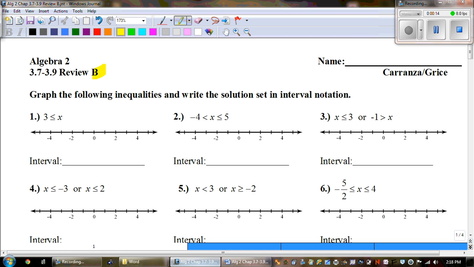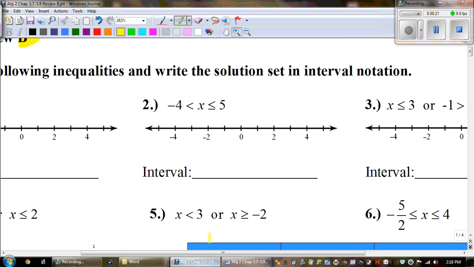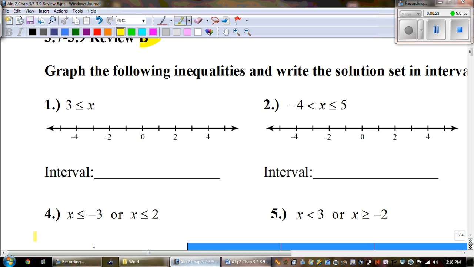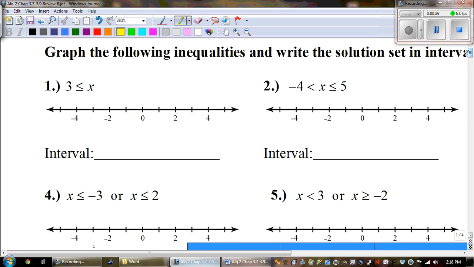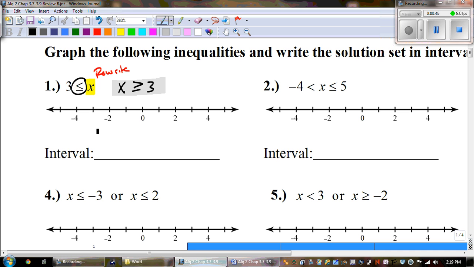Directions for the first 6 say to graph the inequalities and write the solution set in interval notation. Let's go ahead and look at number 1. What's wrong with number 1? Where's the variable? Yeah, it's in the back. We have to rewrite this, okay? So when we rewrite it, the x comes first and then the 3. And who's the inequality pointing at? Yeah, it's pointing at the 3, so when I rewrite it, I need to make sure it is still pointing at the 3.